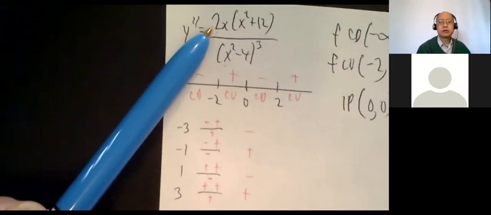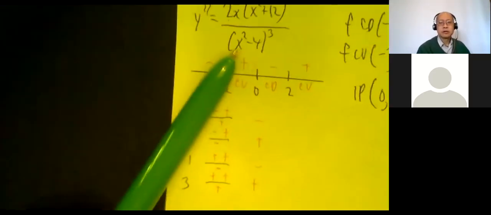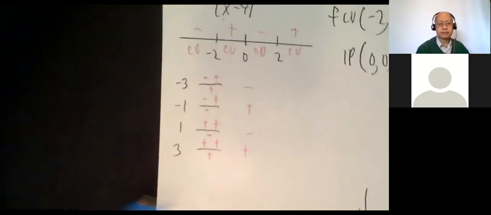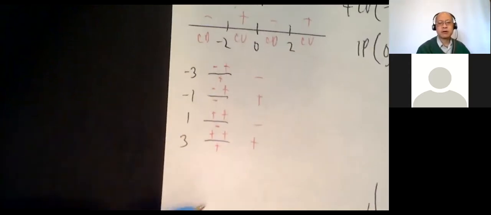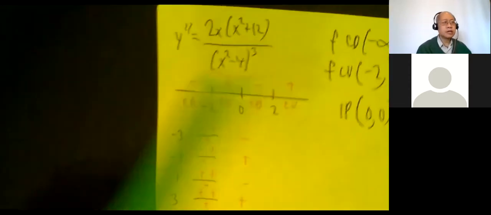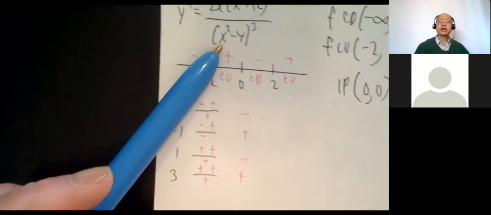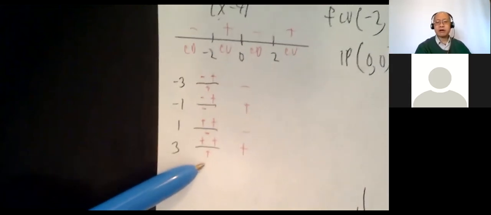At 1, 2 times 1, positive. That's automatically positive. 1 squared is 1. 1 minus 4 is -3. -3 cubed is a negative. So positive times positive divided by negative. 1 negative means negative. And finally, 3. 2 times 3, positive. That's already positive. 3 squared is 9. 9 minus 4 is 5. Cube it, positive. It would really be a bear to find the exact value. We don't care. We just need the sign. So positive.